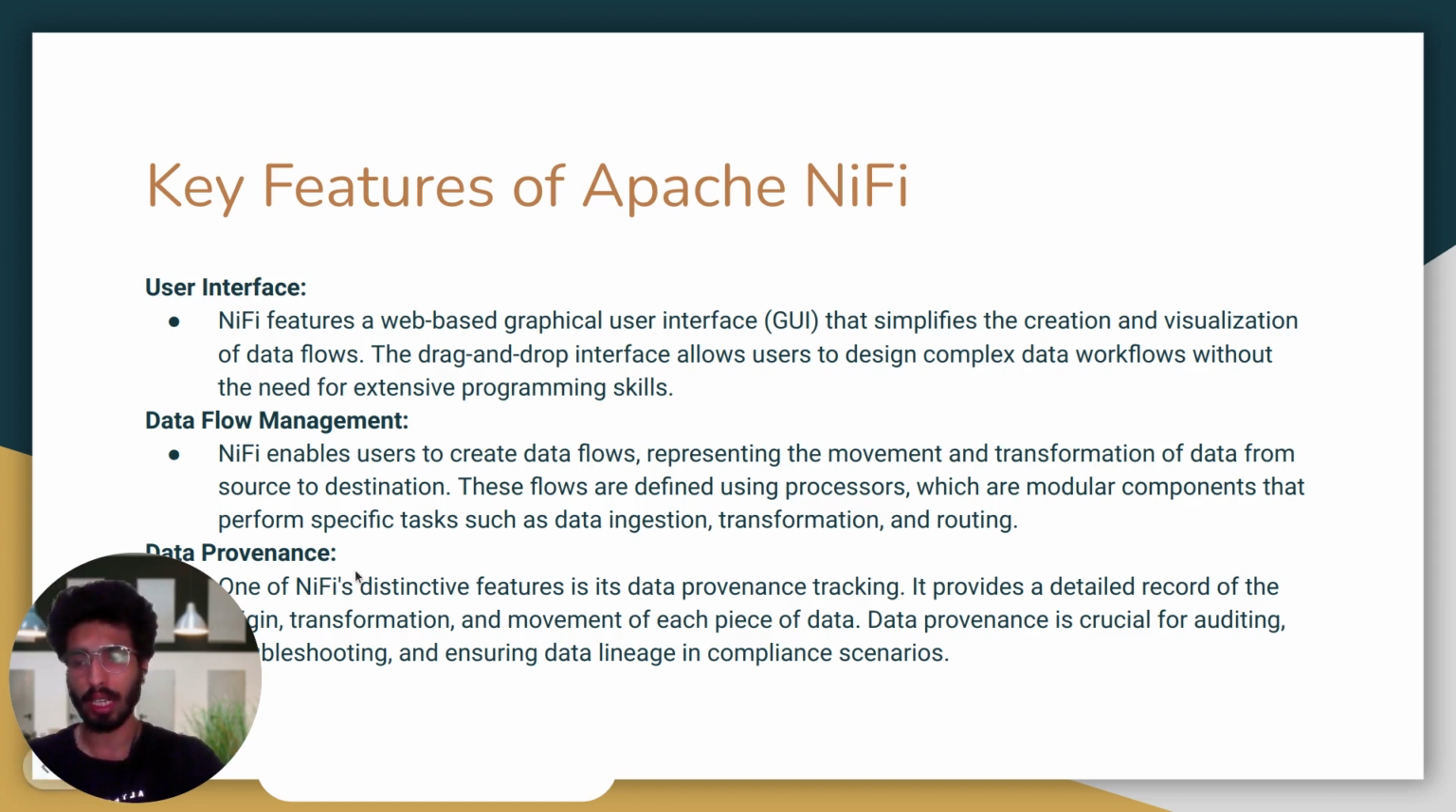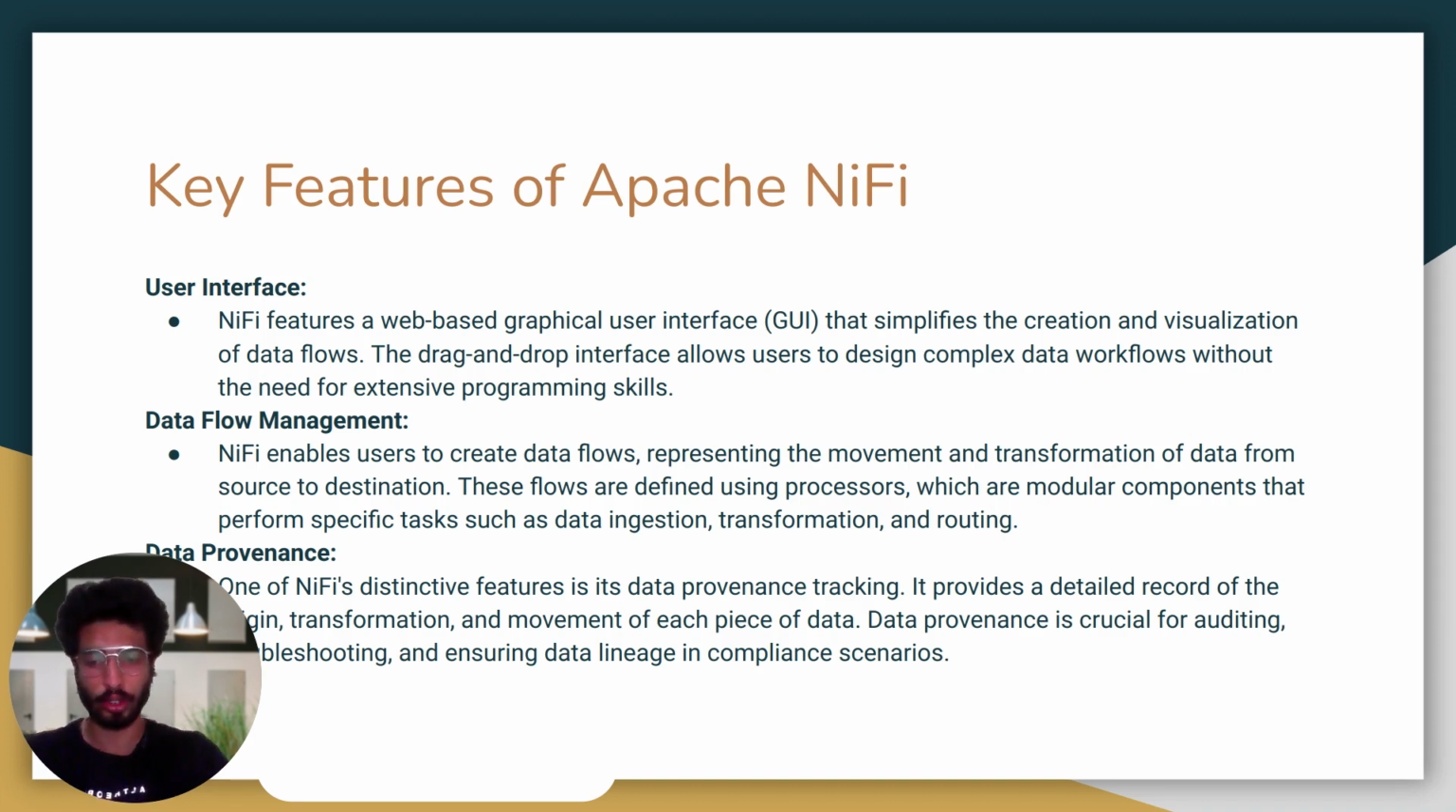Okay. Next is data provenance. One of NiFi's distinct features is data provenance tracking. It provides a detailed recording of transformation and movement of each piece of data. Data provenance is crucial for auditing, troubleshooting, and ensuring data lineage is complete in compliance scenarios. So as I said, data provenance is for tracking the data. Whenever there is a data flow from one data point to another, we should always have a tab of when the data is processed, when the data has arrived, or if it has got deleted, when the data has got deleted. So we have something called the provenance repository, and we can view that also on the NiFi UI.